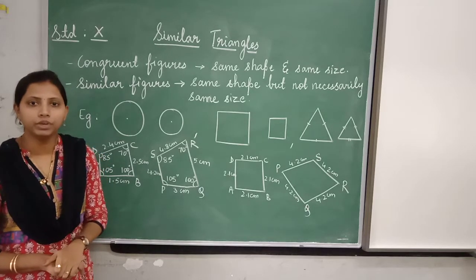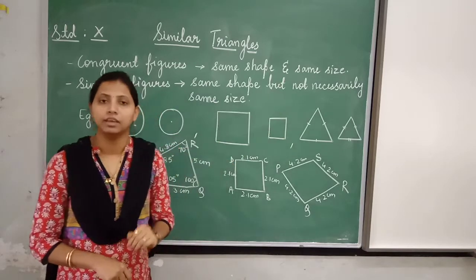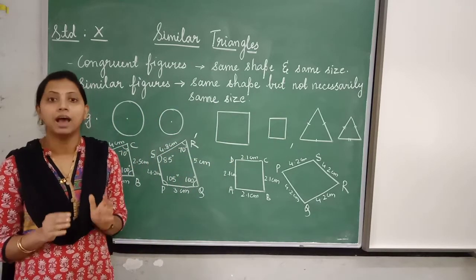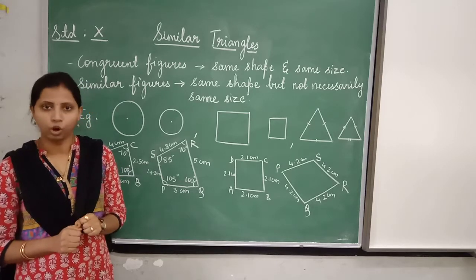What are congruent figures? Figures having same shape and same size. They are called congruent figures. They must have same shape as well as same size. Then the two figures are said to be congruent figures.